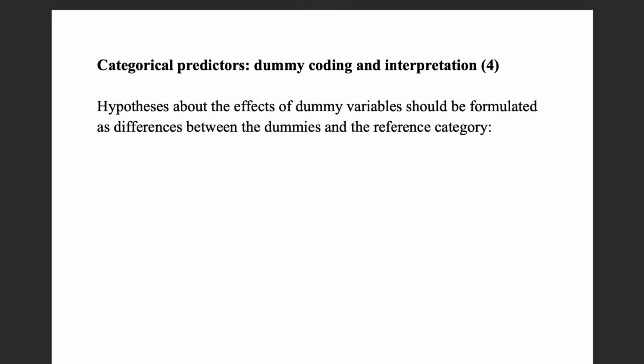So if we think about these categorical variables as independent variables, how would we formulate a hypothesis? Well, the important thing is that if we are talking about hypotheses about effects of dummy variables, then we need to be clear in our hypothesis about which reference category we are using. So it's really important that if you formulate such hypotheses, you include clearly in your hypothesis how the categories that you cover with your dummy variables differ from those that are covered by the reference category.